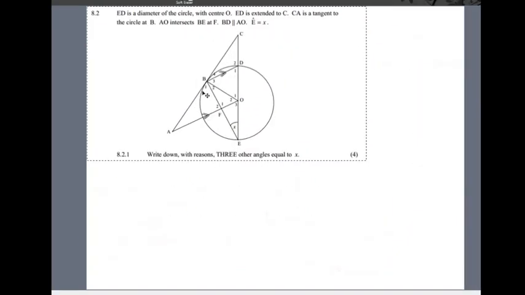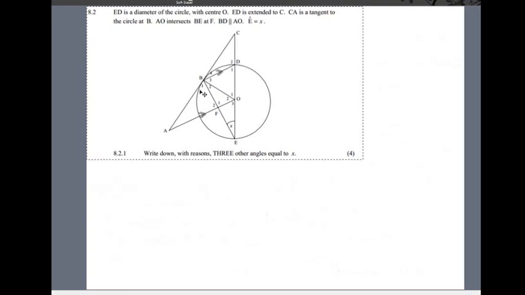So 8.2.1 was 3 marks also. Many of you did not get it, but we have done this multiple times, right? So let's go to 8.2.1, but write other angles which are equal to x, right? 3 other angles equal to x, right? So E is that angle which is equal to x.